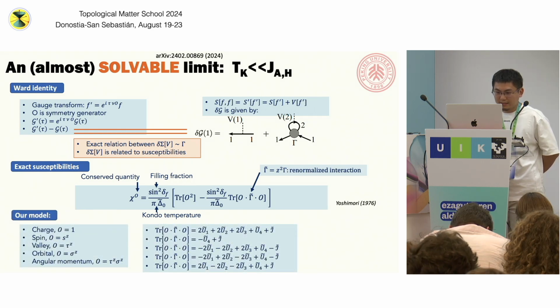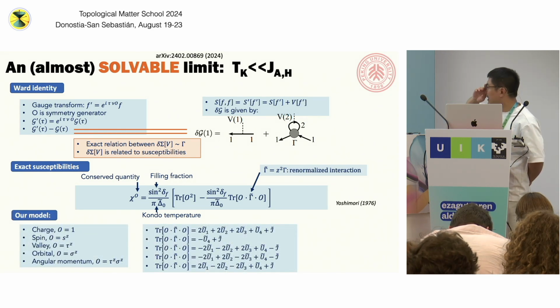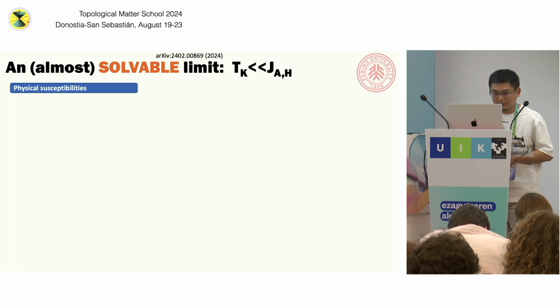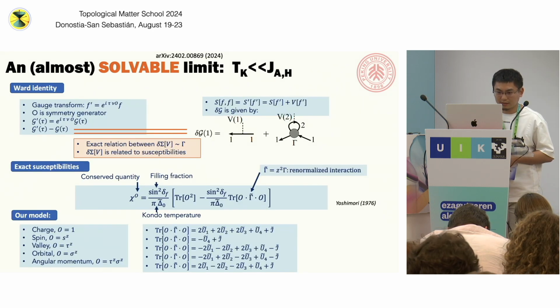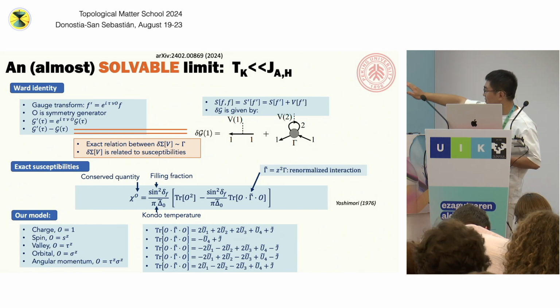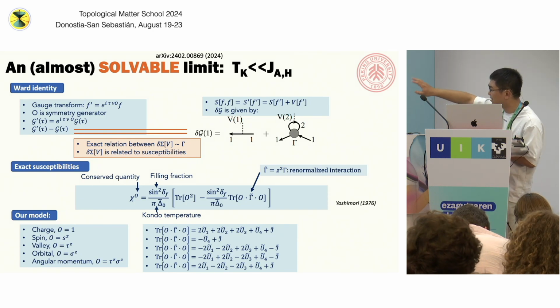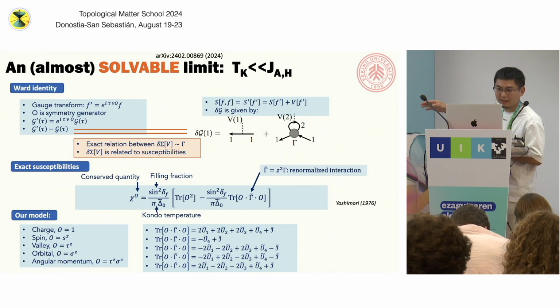So anyway, the good thing is that this equation establishes an exact relation between physical observables and effective renormalized parameters. And the way we can make use of this equation is that even though we do not know how to calculate the quantities on the right-hand side, we know some asymptotic behavior of chi-O on the left-hand side.